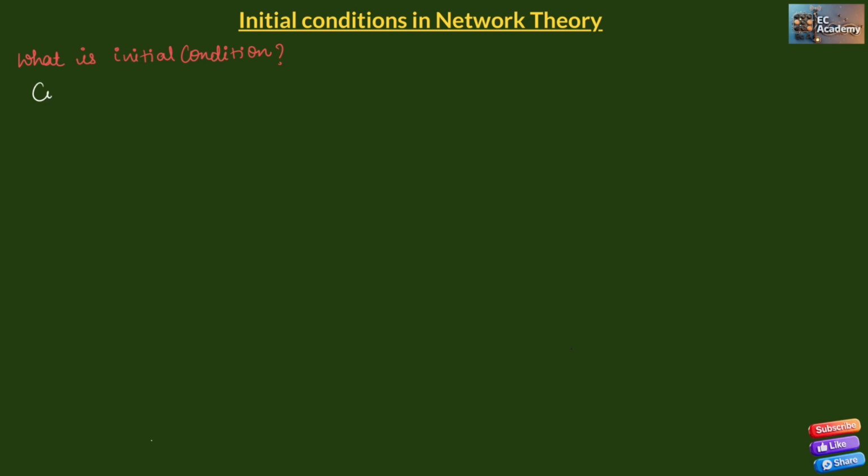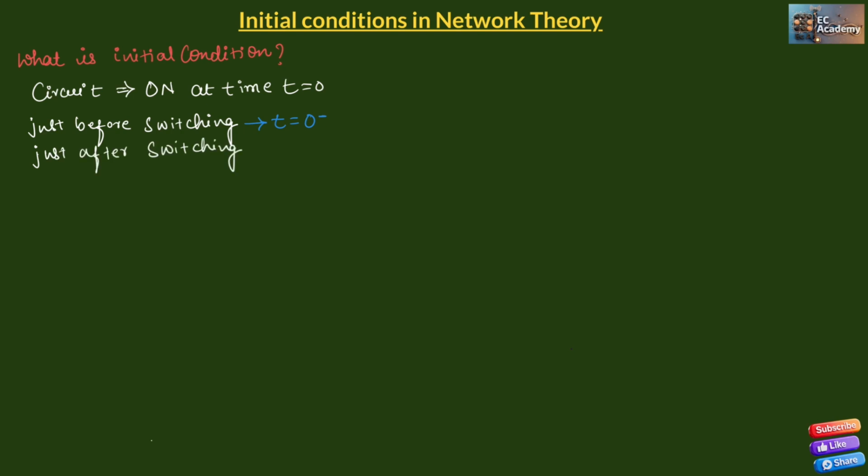Whenever we consider a circuit and when this circuit is switched on at time t is equal to 0, we want to know what is happening just before switching, which is represented by t is equal to 0 minus, and also we want to know what is happening just after switching, that is represented by t is equal to 0 plus. So here you need to remember just before switching is represented by t is equal to 0 minus, and just after switching it is represented as t is equal to 0 plus.